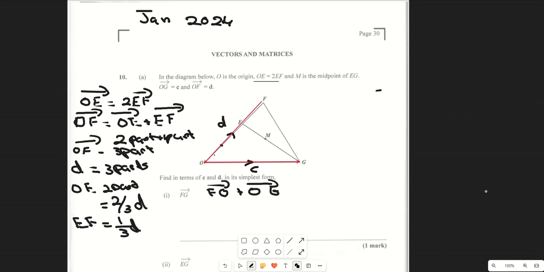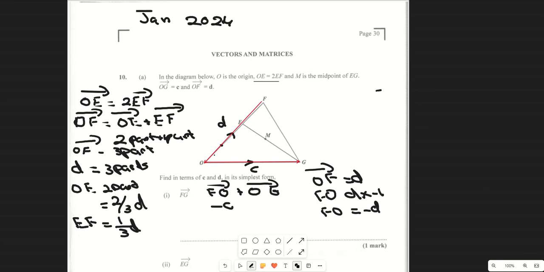However, we know what OF is, not so? OF is equal to D, but FO is going in the opposite direction of OF. So what do we do? We take that D and multiply by -1. So FO is equal to negative D.